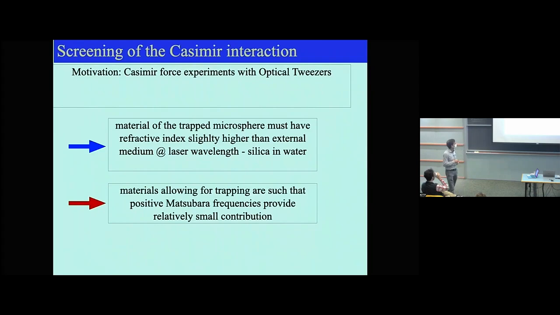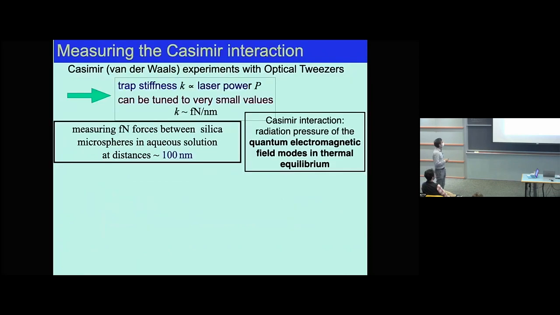So we are going to do the experiment with silica particles in water. In this example, this thermal limit is already there at distances of 100 nanometers, precisely for the same reason why I can trap the particle, because the reflection coefficients are small.